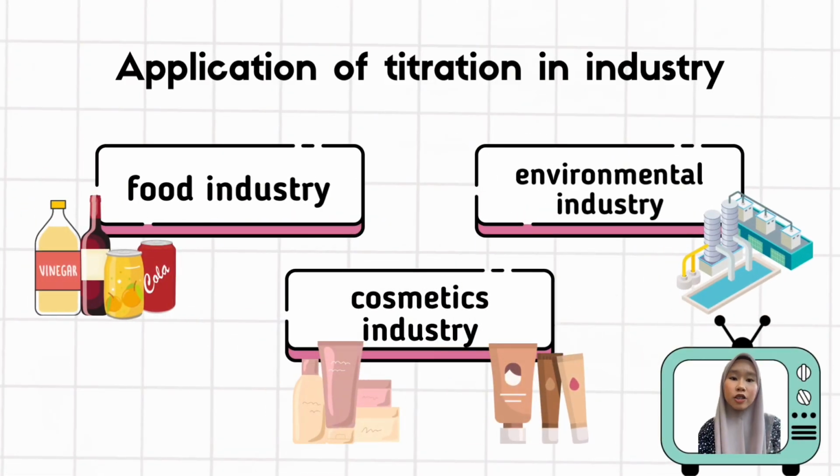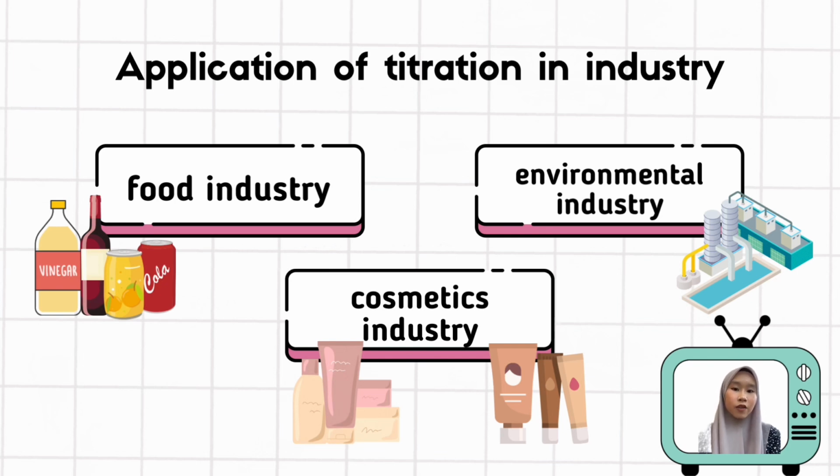However, application of titration in industry is necessary to check for the correct concentration of ingredients to ensure the quality of products. In quality control, titration provides a method of removing impurities from a sample by selectively reacting with the impurities. Titration is widely used in various industries such as the food industry, environmental industry, cosmetics industry, and others for quality purposes.